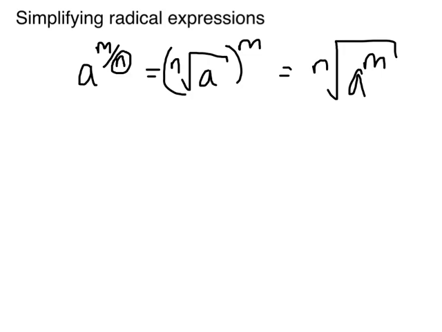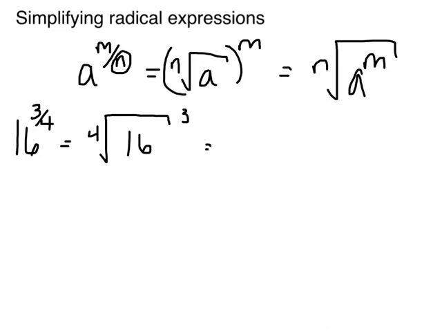So let's look at an example where we would use that. If I have 16 to the 3/4 power, we can rewrite that as the fourth root, because the number that is in the bottom, the denominator, goes there, and then we will cube that answer. So the fourth root of 16 is 2, because that's 2 times 2 times 2 times 2. And then we keep our third, and now we will apply that third power, which is 8.